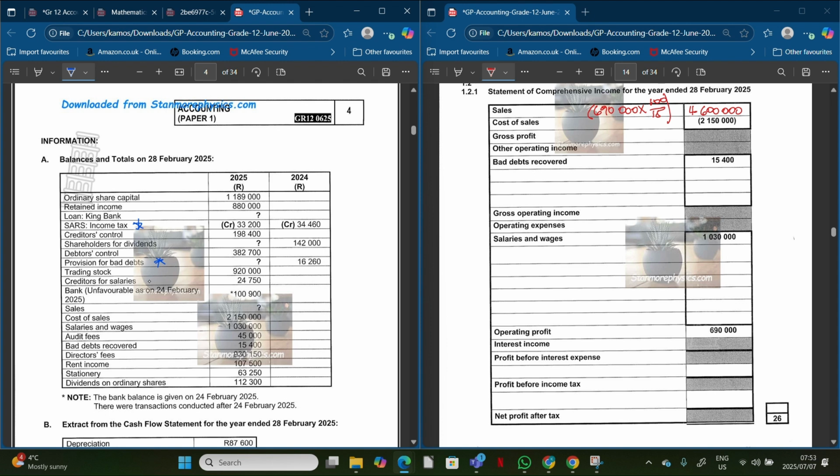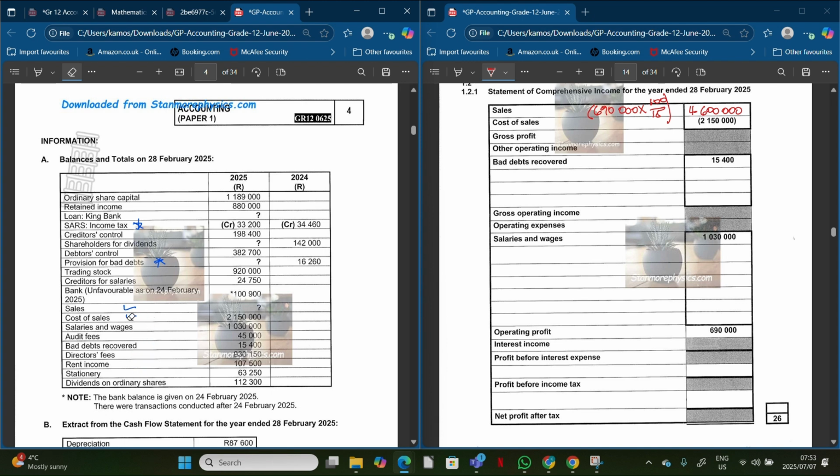Creditors for salaries only is in the balance sheet, so we don't have it. Then they say that the bank unfavorable as of, so this one also goes in the balance sheet. But the sales, the cost of sales, salaries and wages, audit fees, bad debts recovered, directors fees, rent income, stationery, these ones are definitely going to come in the income statement. So those are the ones that are going to come in the income statement.